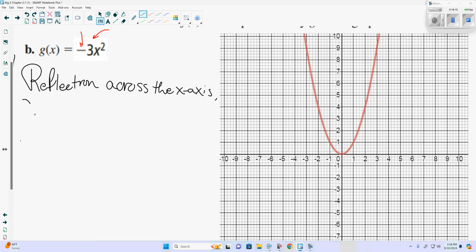And yes, the 3 would be telling us that we have a vertical stretch or shrink of 3. Because with vertical stretch or shrink, we just take whatever the value is. If that value is greater than 1, it's a stretch. If it's between 0 and 1, it's a shrink. So here would be a vertical stretch of 3.